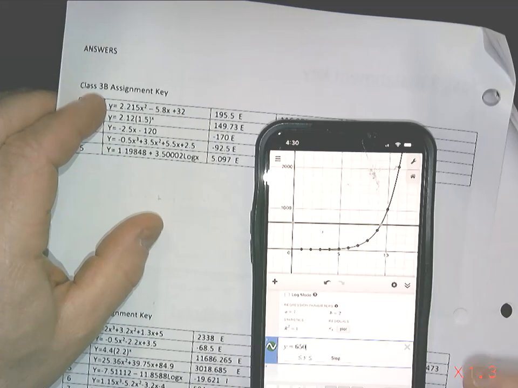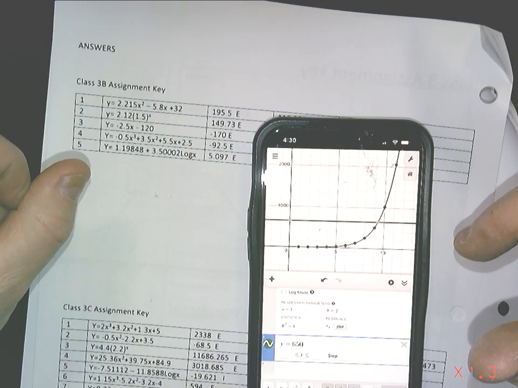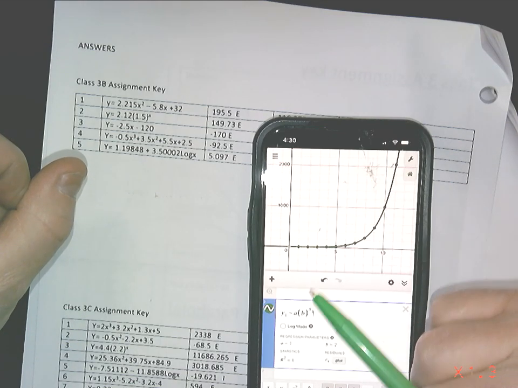Okay, have fun. Put the des in Desmos. Whatever that means, I do not know. All right, have fun.